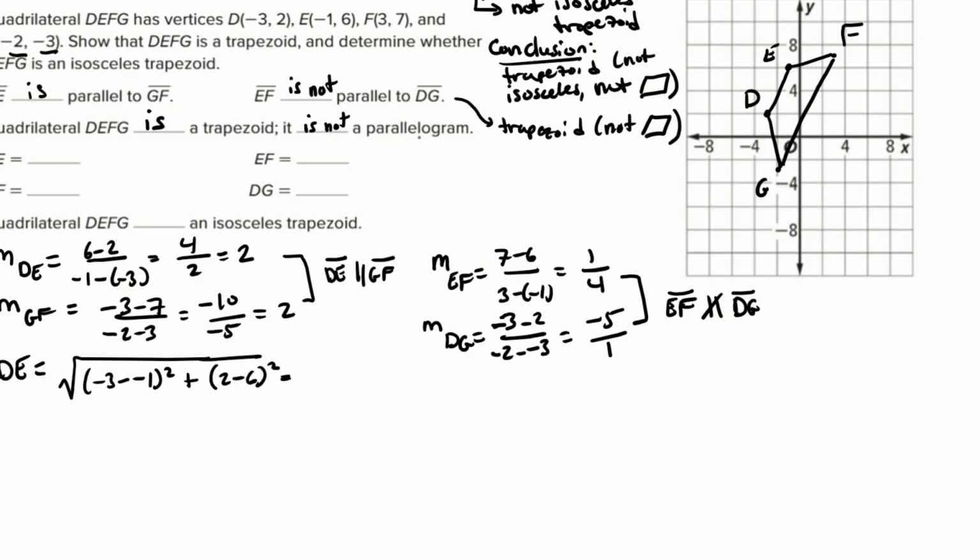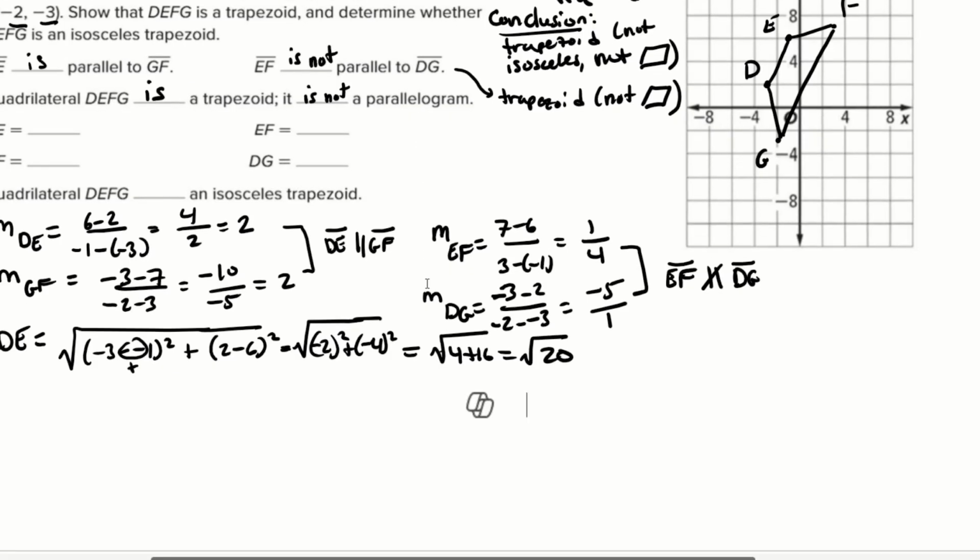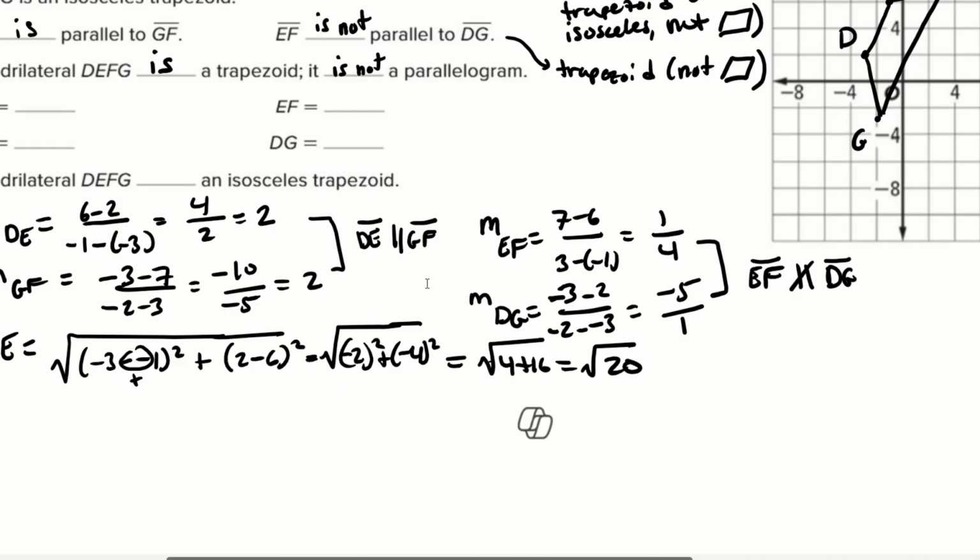So this double negative turns into a positive. Negative 3 plus 1 is negative 2. So we got negative 2 squared plus negative 4 squared. We get 2 squared is 4, and then 4 squared is 16. So this is going to be 4 plus 16, which is 20. All right, zoom in a little bit. So this is the square root of 20. Okay, and so that's that.